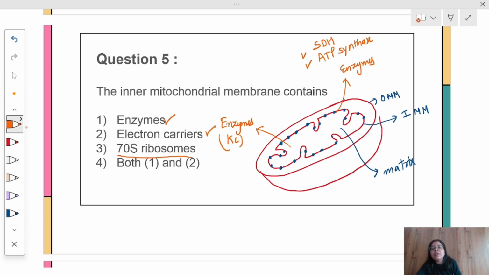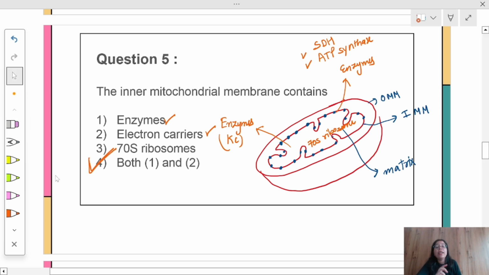But this 70S ribosome is present where? It is present here in the matrix. Okay, in the matrix you have 70S ribosome, you have double stranded circular DNA, you have a lot of enzymes for Krebs cycle, right? So they are asking for what is present in the inner mitochondrial membrane. Okay, both 1 and 2, enzymes and electron carriers.